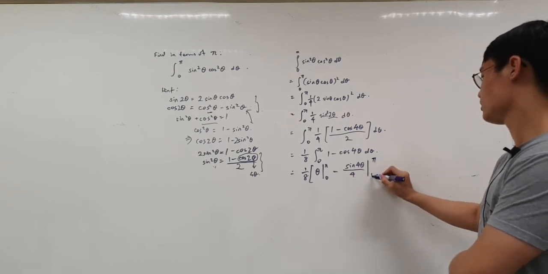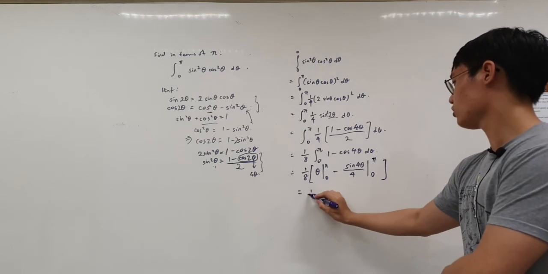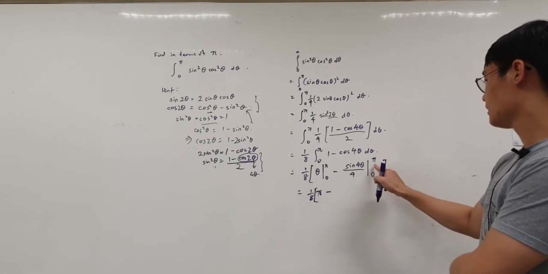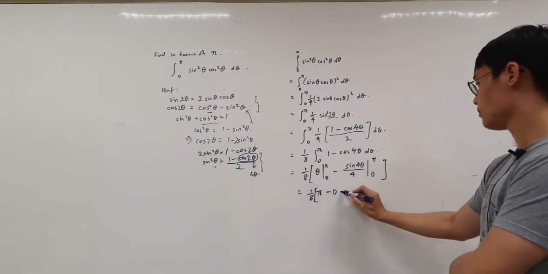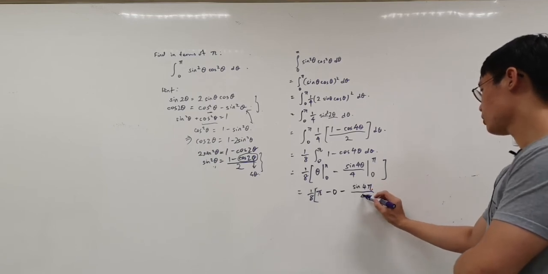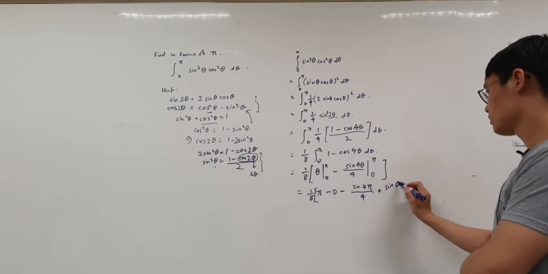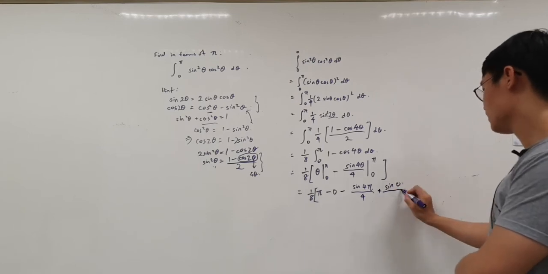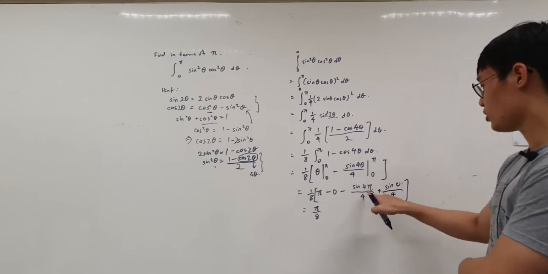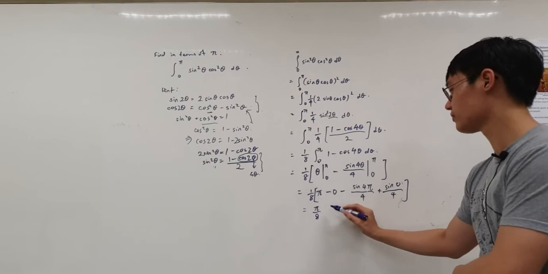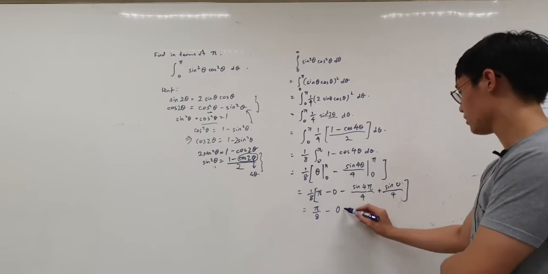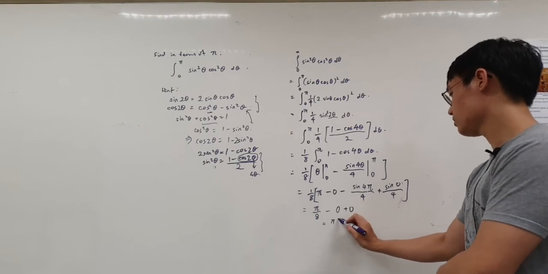So now we put the limits and we get 1 over 8 of pi minus 0, minus sine 4 pi over 4 plus sine 0 divided by 4, which is equal to pi over 8. Sine 4 pi is 0, minus 0. Sine 0 over 4 is just 0 as well. So the answer is pi over 8.